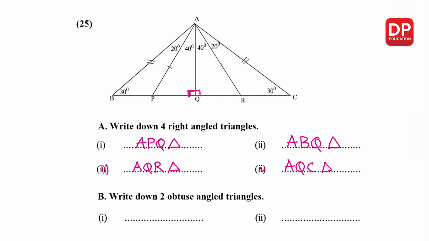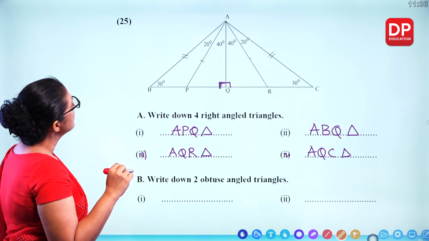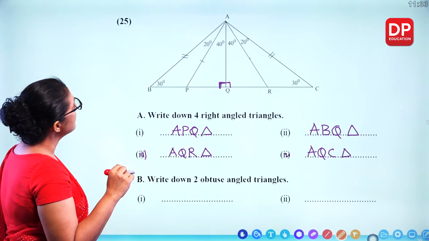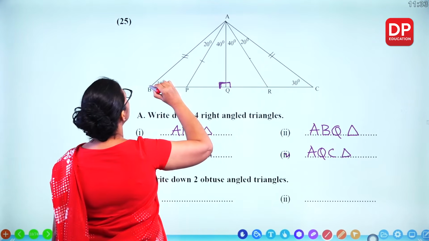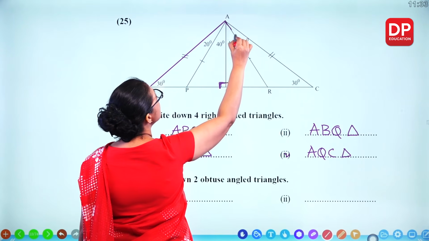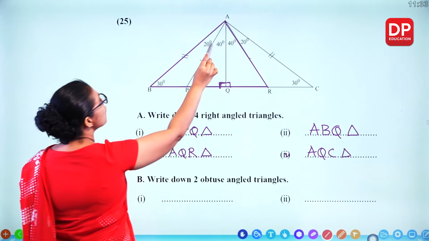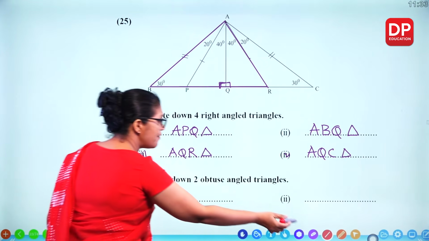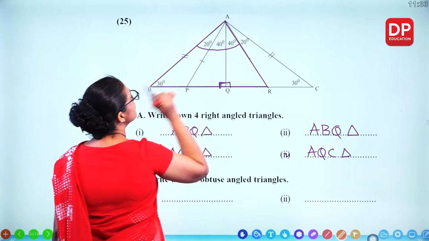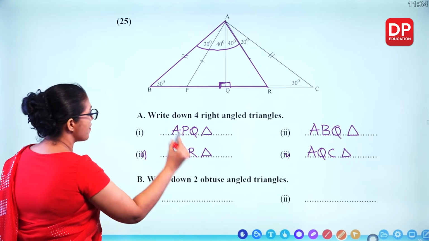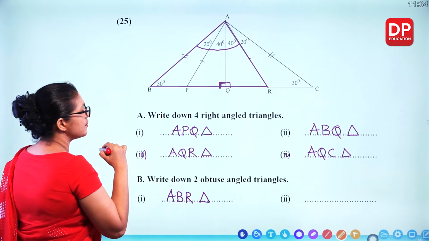Write down 2 obtuse angle triangles. Look carefully and see where you get obtuse angle. Think about this one. This one and this one. 40, 40, 80, 80 plus 20, 100. So that's an obtuse angle. This one. So ABR is an obtuse angle triangle.